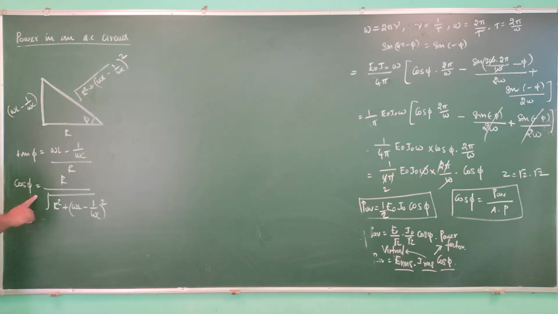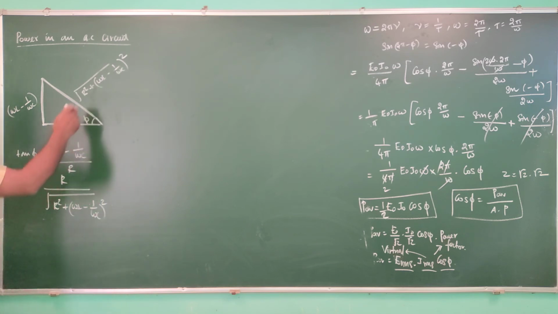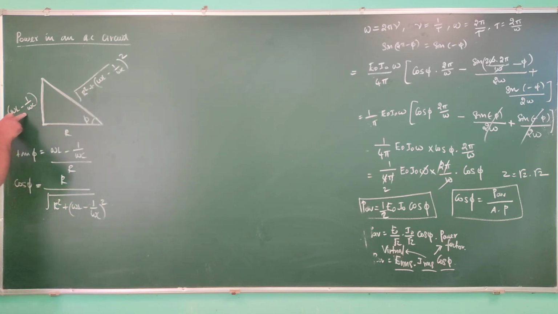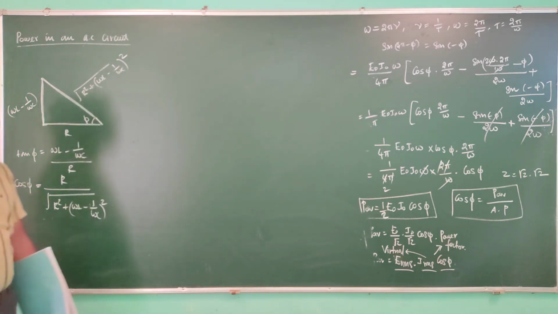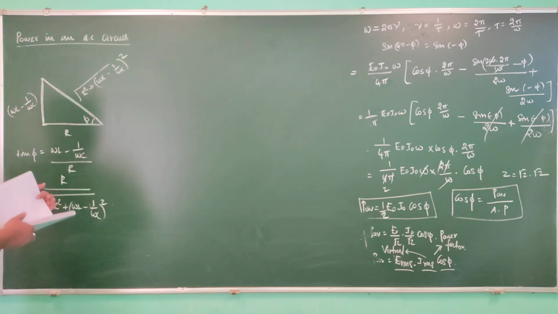And if you write cos phi, that is the power factor. What is the formula for cos phi? Adjacent side by hypotenuse. The adjacent side is R. The hypotenuse we can write from the expressions of adjacent and opposite, square root of a square plus b square, that is equal to c. According to that, we can derive that cos phi is equal to R divided by the square root of R square plus (omega L minus 1 by omega C) square.